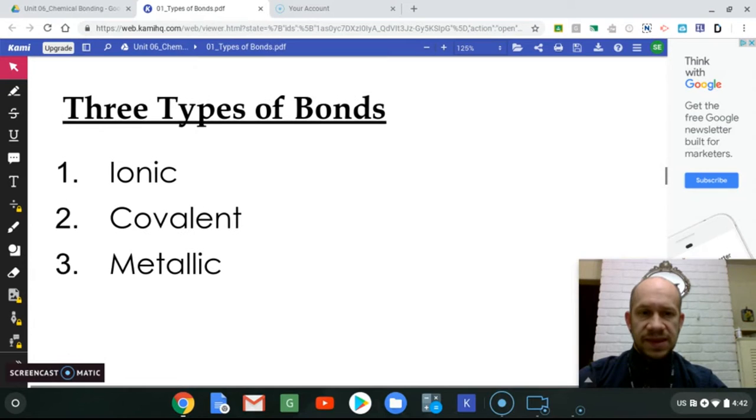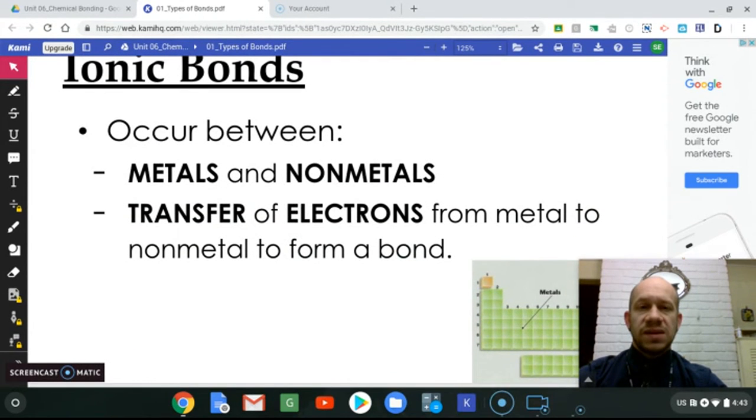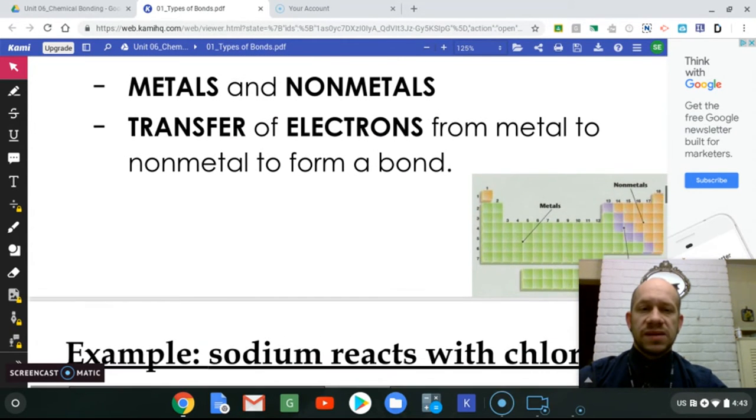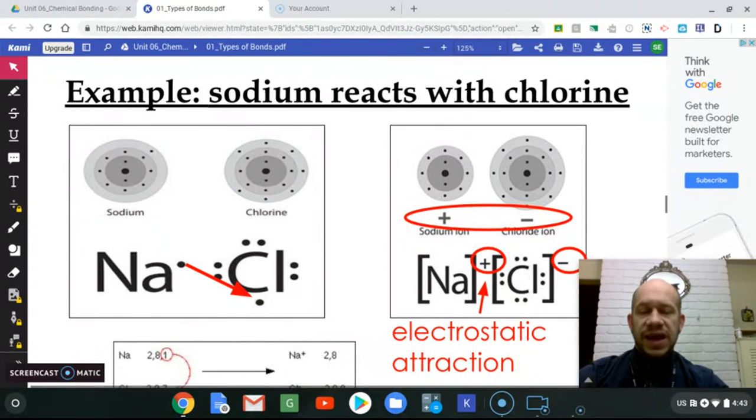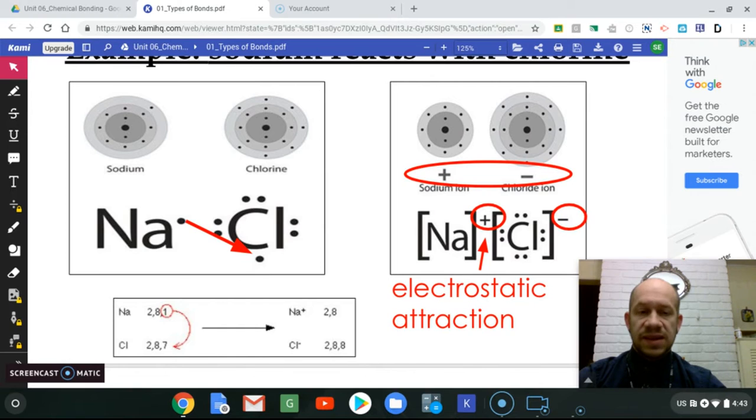Three types of bonds: ionic, covalent, and metallic. Ionic bonds occur between metals and nonmetals. This involves the transfer of electrons from the metal to the nonmetal to form a bond. For example, sodium reacts with chlorine. Sodium transfers its one valence electron to chlorine's seven valence electrons. So now both ions are stable with a full valence octet.